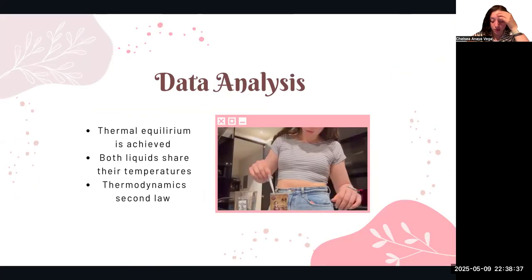Now for the data analysis. Based on the data, it can be said that thermal equilibrium is achieved by sharing temperatures of both liquids, as the final temperature is in between both of the first temperatures, and according to the second law of thermodynamics, heat travels from hotter objects to colder objects.